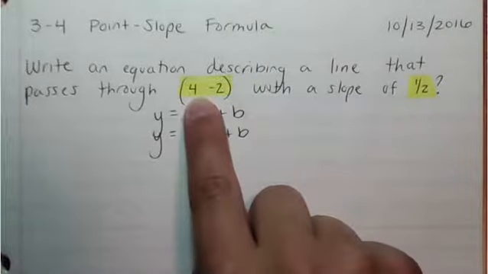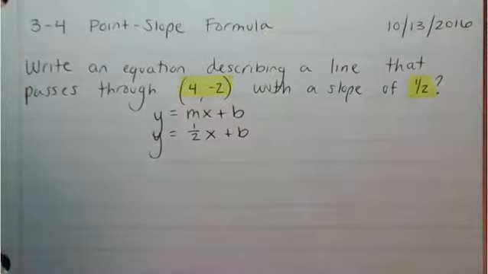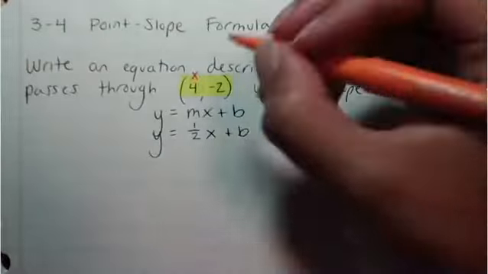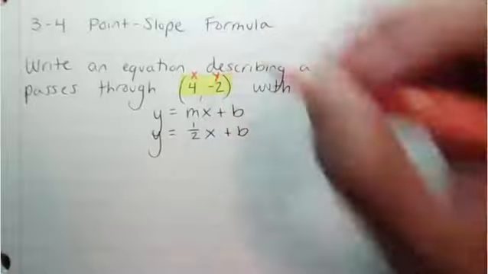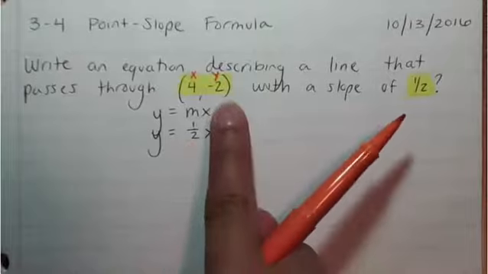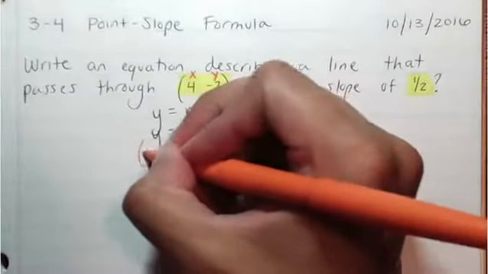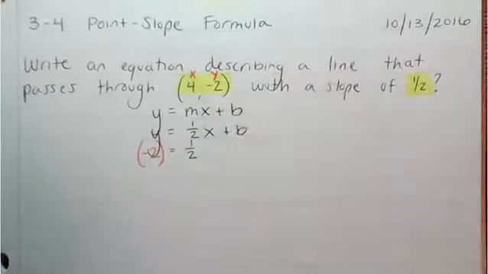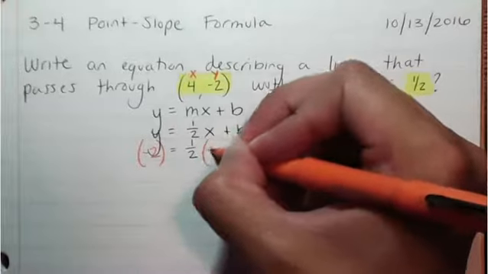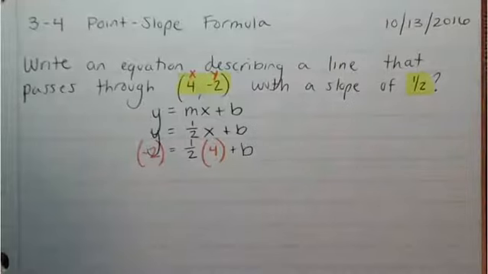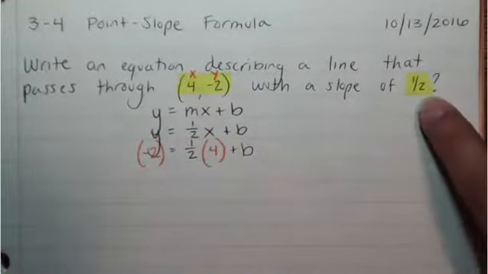Now, how can I use this point in my equation? What does the 4 represent in this ordered pair? Remember that's my x value, and then the -2 represents my y value. So what I can do is, along with the slope, I'm going to plug in -2 for the y value, recopy the 1/2 as the slope, and plug in 4 for the x value. Now that's all the information that they gave me. They gave me the point, the x and the y, and they gave me the slope.